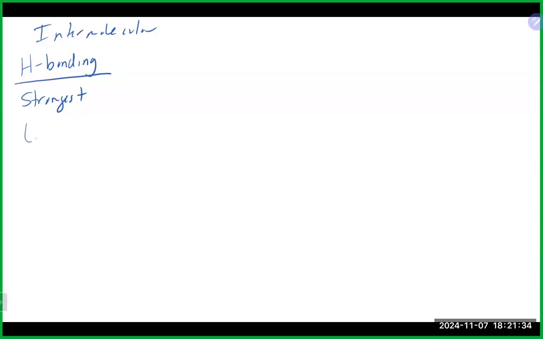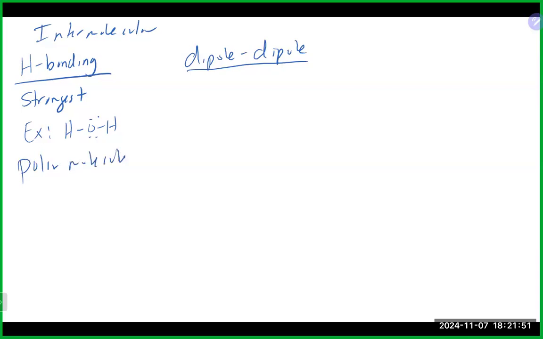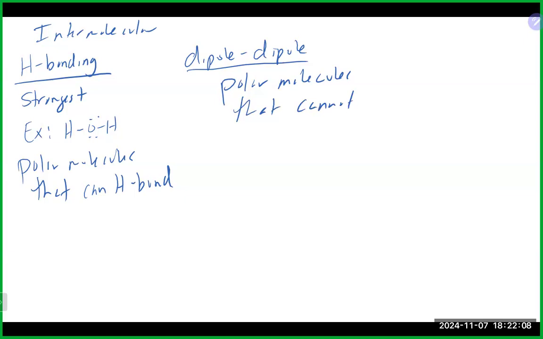So obviously here, an example would be our water, which can hydrogen bond. Now we have dipole-dipole, which is really the next strongest. And hydrogen bonding obviously is for our polar molecules that can hydrogen bond. Dipole-dipole is for our polar molecules that cannot hydrogen bond.